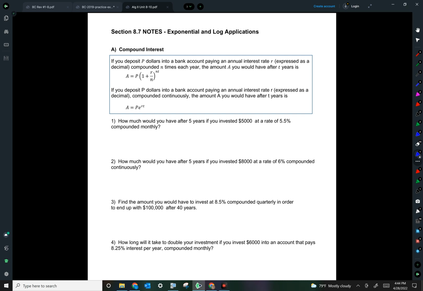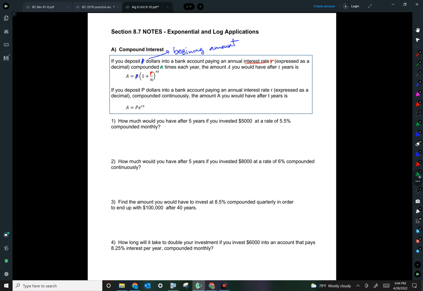In this equation below, notice it says P, so the P is right here. If you deposit P dollars, so P is your beginning amount. So if you deposit a certain amount of money into a bank account, and then you get an annual interest rate of R, so R, which you'll notice is right here, is your interest rate. And remember, percentages we always express as a decimal. And then it says compounded n times per year.